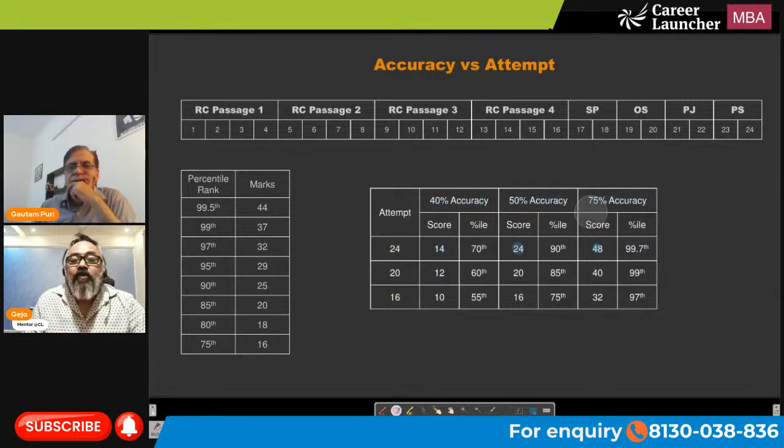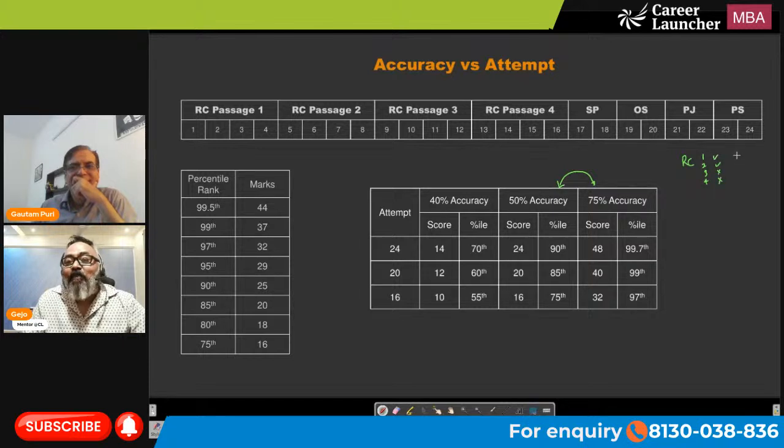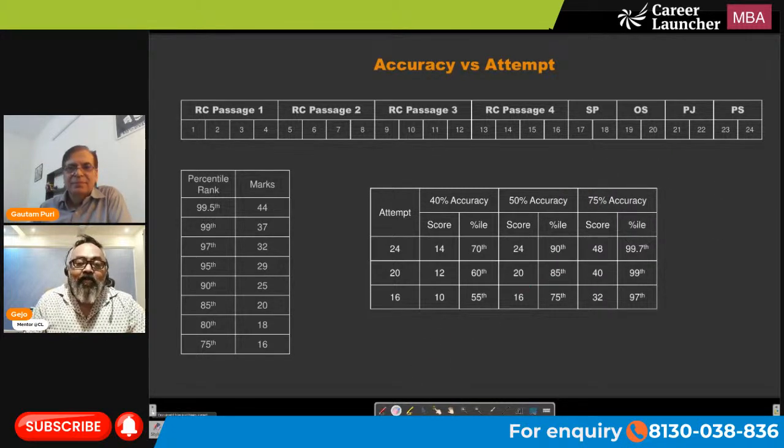One thing that I have to tell students here is that this 50 to 75% accuracy changes quickly in VRC. For example, in RC there are 4 questions. Sometimes you'll get 2 questions correct, 2 wrong. Sometimes you'll get 3 correct, 1 wrong. Well, this is 50% accuracy, this is 75% accuracy. So the 50 to 75% accuracy fluctuation is very high. So the first thing, GP: whatever questions they're attempting, anything less than 50% accuracy, nothing will happen in life.